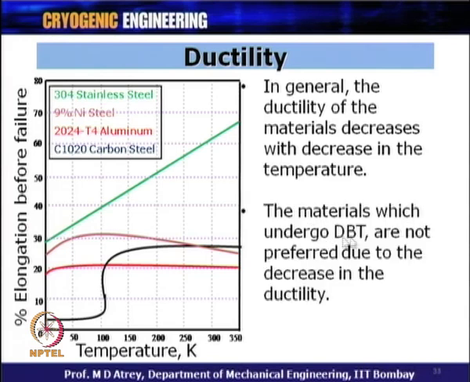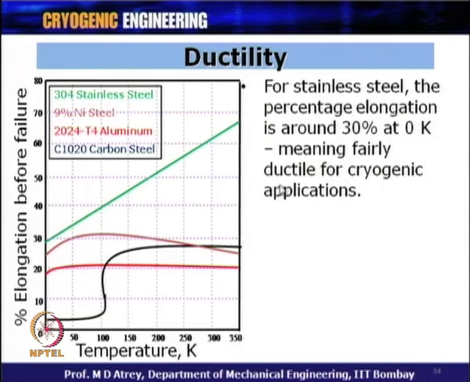The materials which undergo DBT are not preferred due to decrease in ductility. That means, a material like carbon steel cannot be used at lower temperature because it is no longer ductile at lower temperature. For stainless steel, the percentage elongation is around 30%. At this point, you can see at 0 Kelvin, we have 30% elongation, meaning that it is fairly ductile for cryogenic applications.